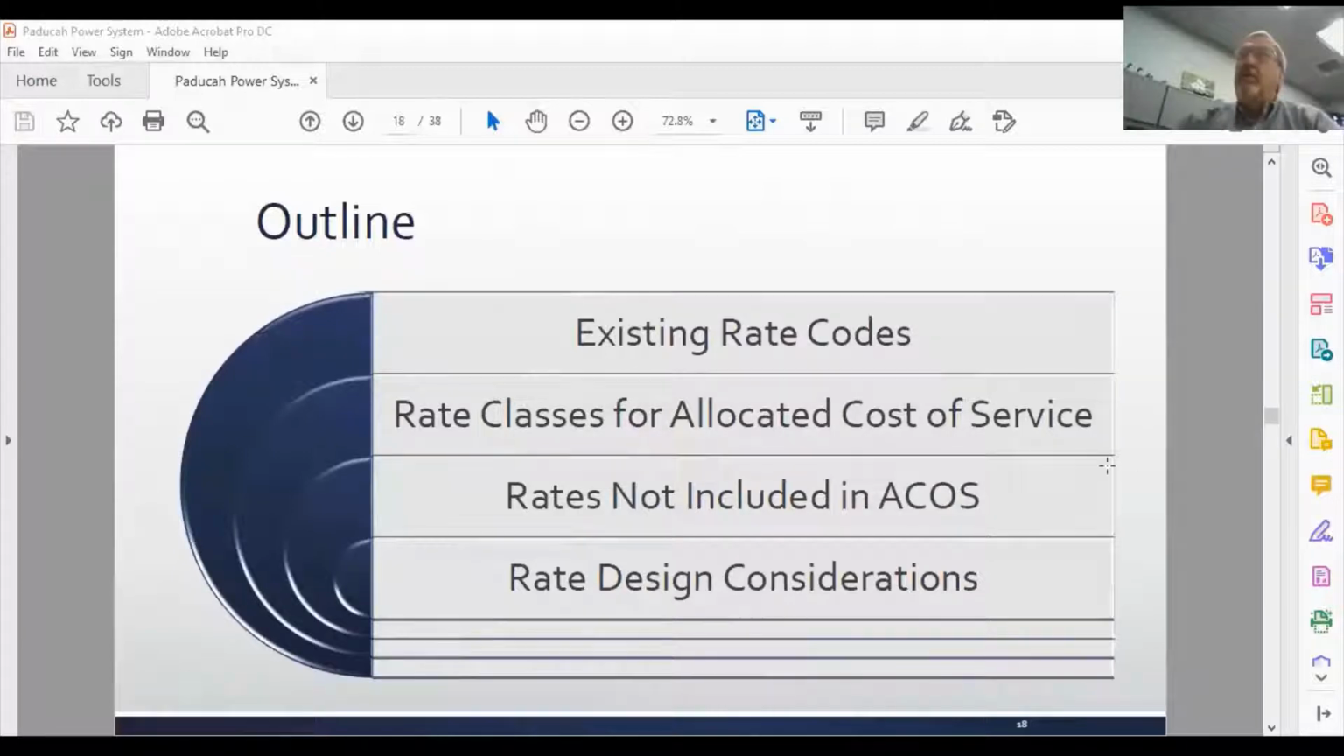Items I really want to go over is basically the relationship between the rate codes that we have for different rates that we bill on the billing system compared to the rate classes that we will be using for the allocated cost of service study, and what rates are not included in that allocated cost of service study, and then other rate design considerations. So it's the relationship between the existing rate codes, the rate classes, and the rate design.